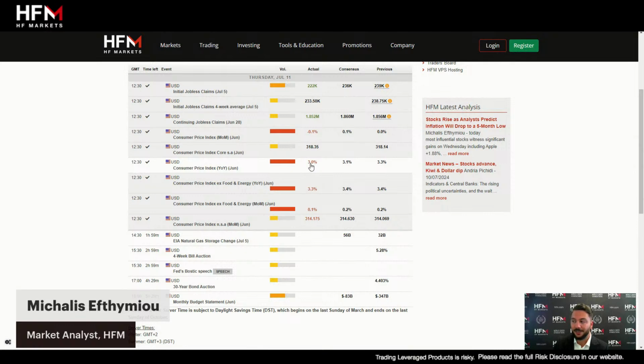The CPI came in at 3%, so it's dropped from 3.3 to 3%. Also, the core CPI has come in lower than expected. It's declined from 3.4 to 3.3. Previously, we were expecting that to remain unchanged. And you can also see the monthly figures here as well. Jobless claims also came in lower than expected.